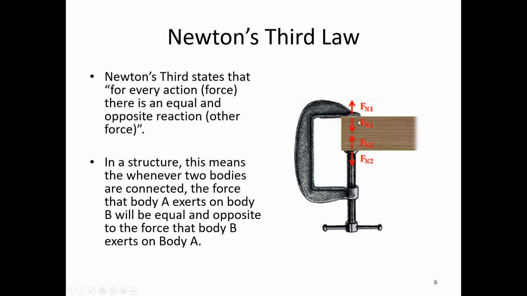So at the contact point at the top, we'd have a normal force going up on the clamp and a normal force going down on the board. And then down here at the bottom, we have another Newton's third law pair. We have a force from the clamp onto the board going up, and a force from the board going down on the clamp. So this is a set of equal and opposite forces. This is a set of equal and opposite forces. Anywhere you've got a contact point between two bodies, you're going to have this Newton's third law pair.